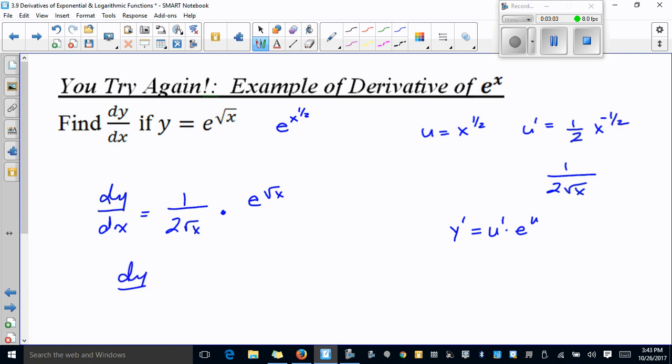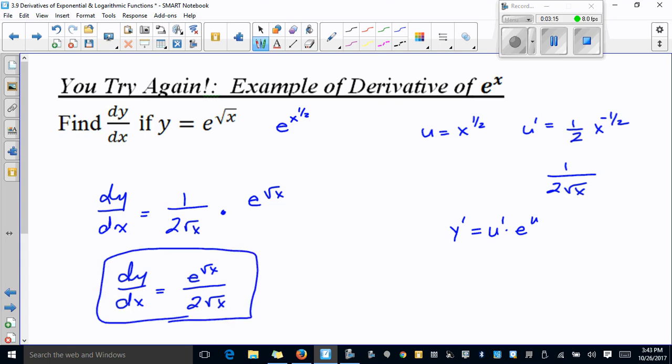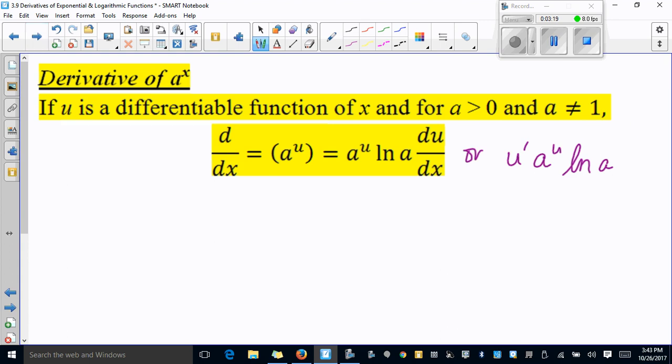Okay, so let's look at the next one that they're bringing up. If u is a differentiable function of x and for a greater than 0 and a is not equal to 1, because if a is 1, 1 to any power is still 1, d/dx of a to the u is a to the u natural log of a du/dx, or u prime times a to the u times natural log of a.